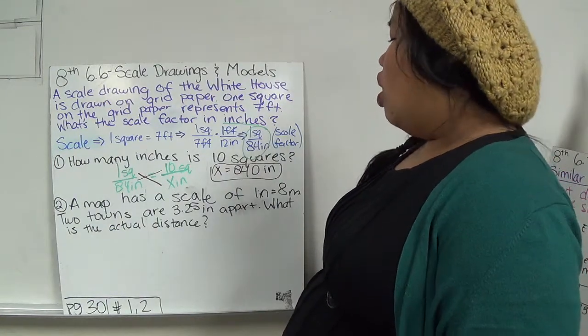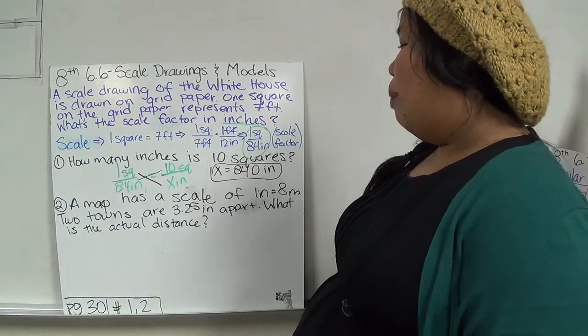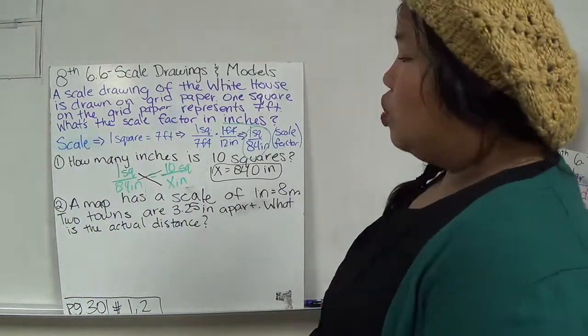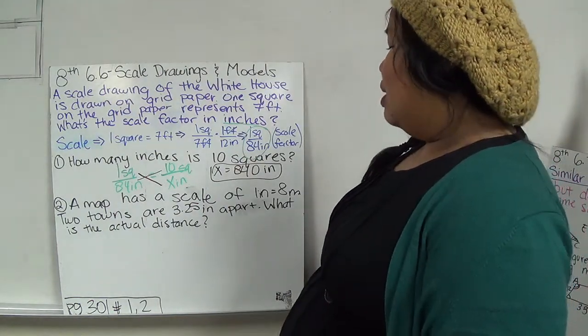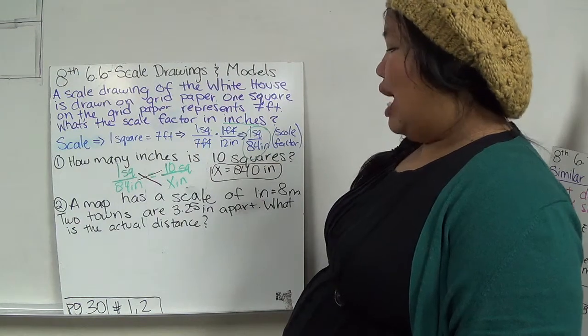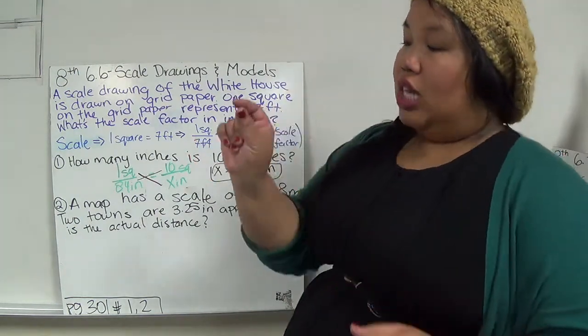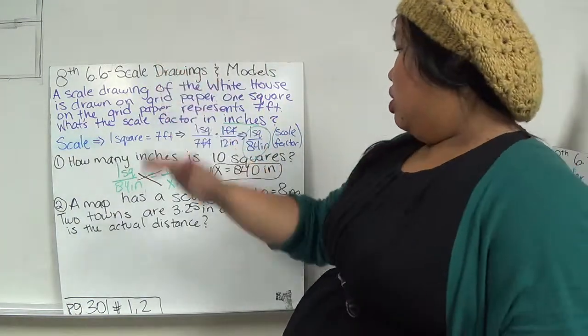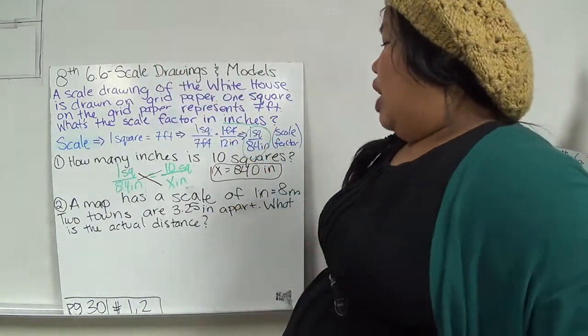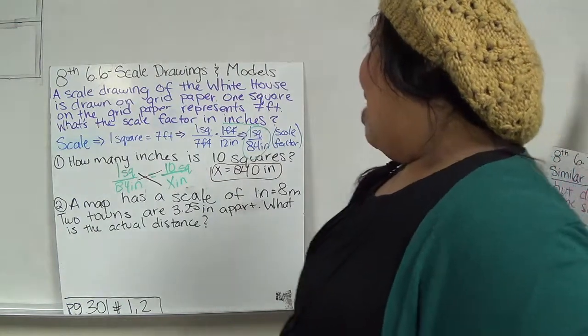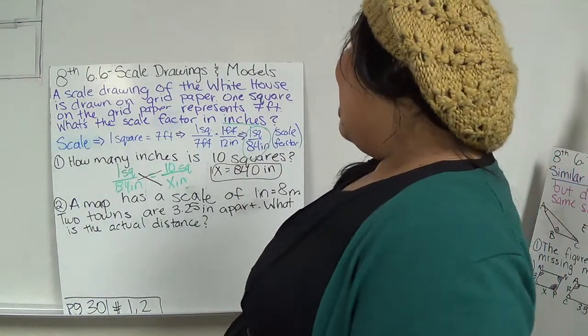2 towns are 3.25 inches apart. What is the actual distance? So a map has a scale factor of 1 inch equals 8 meters. So on a map, the legend says 1 inch is 8 meters. 2 towns are 3.25 inches apart. What is the actual distance?